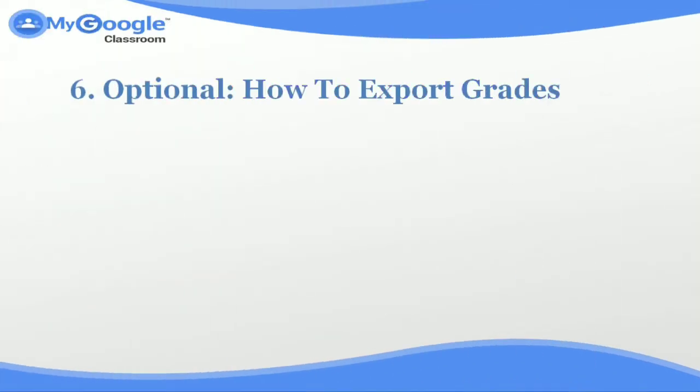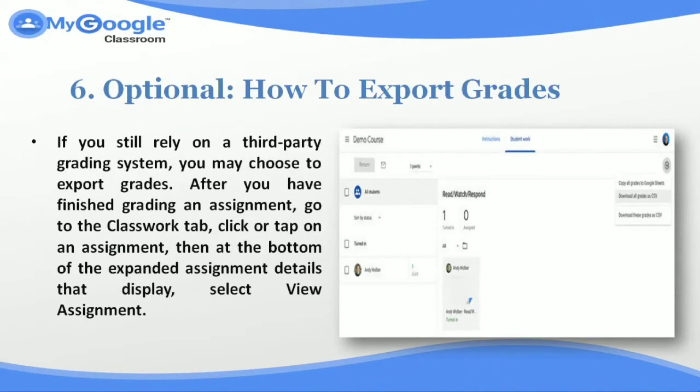Number 6. Optional. How to export grades. If you still rely on a third-party grading system, you may choose to export grades. After you have finished grading an assignment, go to the Classroom tab. Click on Tab on an assignment. Then at the bottom of the expanded assignment details that display, select View Assignment.